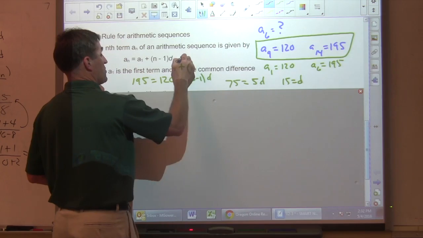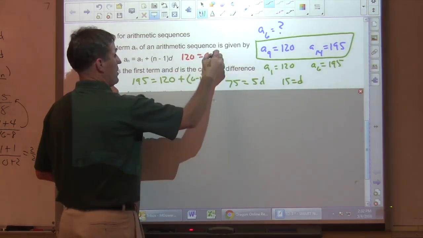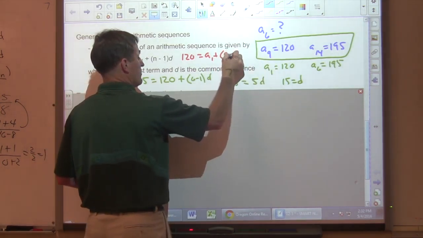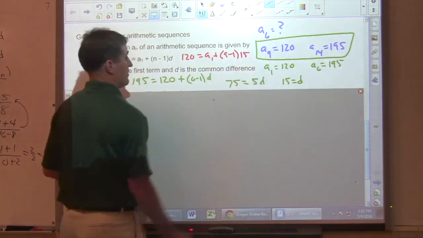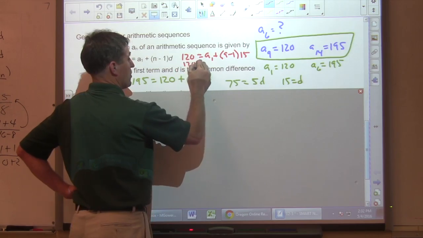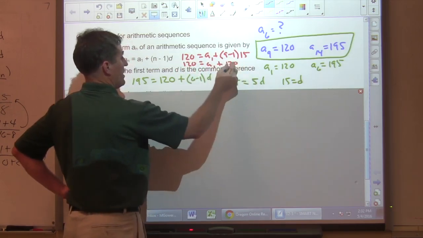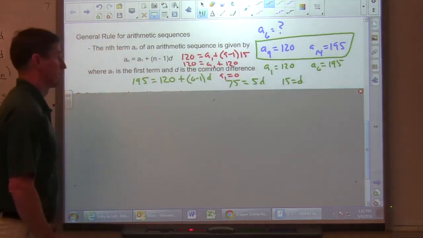So a sub 9 is 120 equals a sub 1, which we don't know, plus, now our n is 9, minus 1 times d, which we know is 15. So this would be 8 times 15. So we get 120 equals a1 plus 8 times 15 is 120. Subtract 120, so a sub 1 is 0.